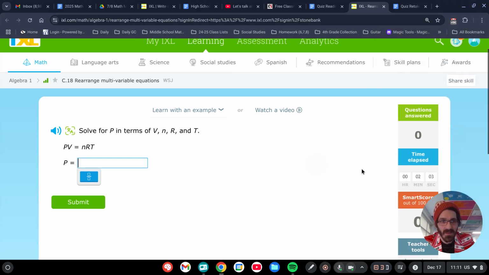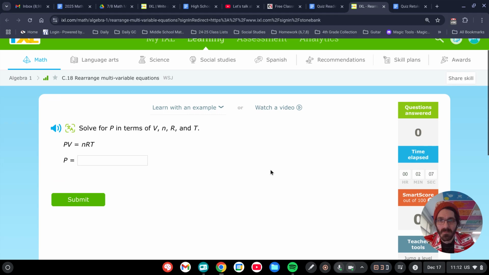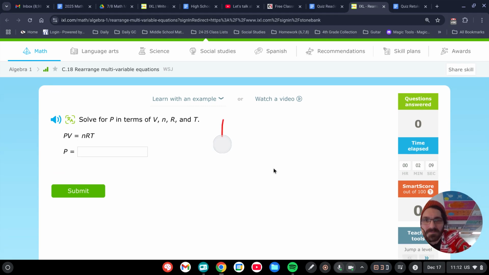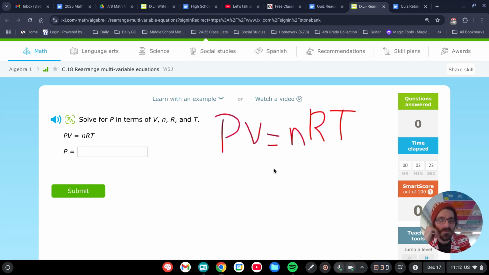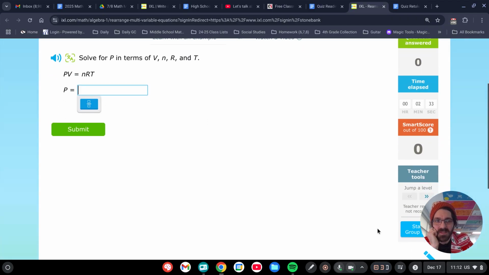Let me make this a little bigger. I'm going to go ahead and write with some red. Okay. So we got P times V equals N times R times T. Oh, for some reason it's not letting me write. There we go. All right, and we want to solve for P. Whoops, I just put it in Spanish. We want to solve for P. Okay, and I have to rewrite that, I guess.